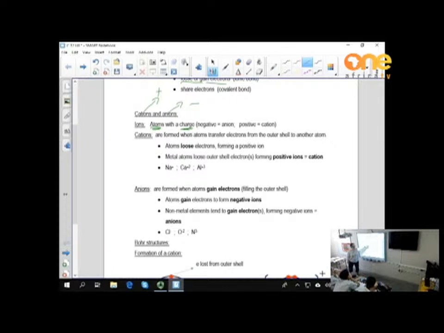Okay, atoms lose electrons, forming positive ions. What is a positive ion called? A cation. Metal atoms lose outer shell electrons, forming a positive ion. Okay, metal atoms lose, forming positive ions. I thought I had a mistake.